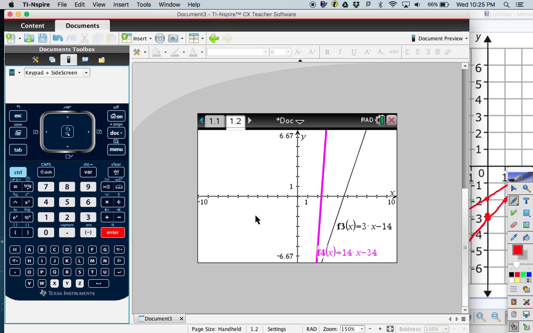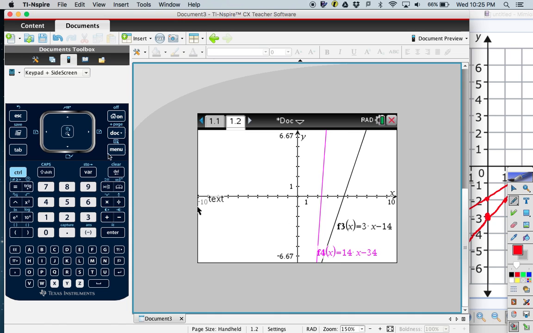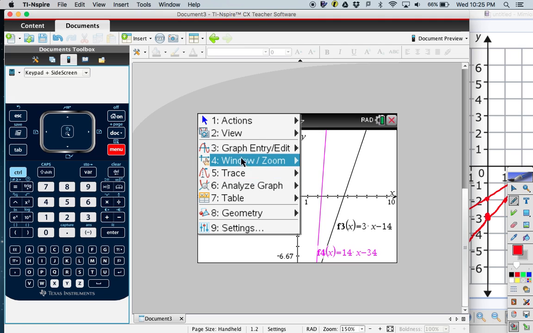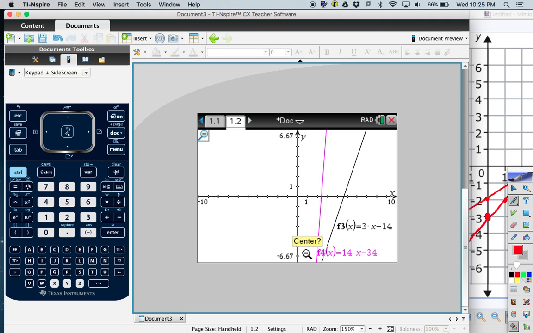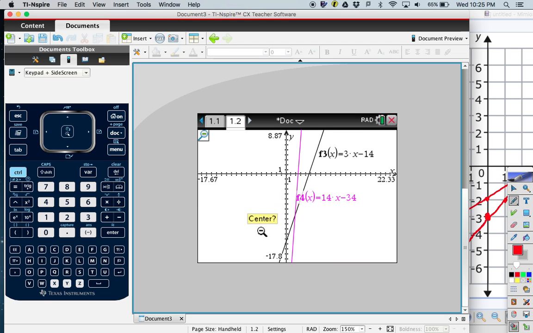I can't even see my two lines, so what I end up needing to do is zoom out. So we're going to go to Menu, the window, and let's zoom out. Ask where the center is, and we put the center down here because I want it near the intersection point anyways, and there's where it crosses.